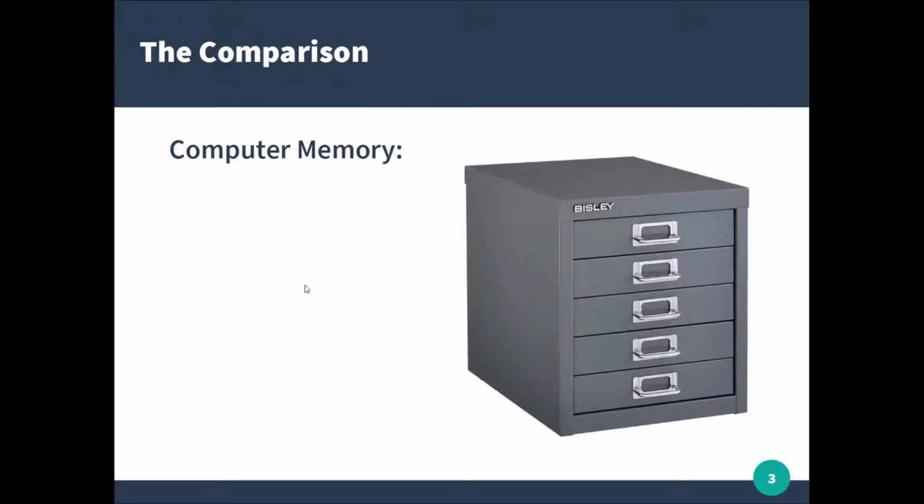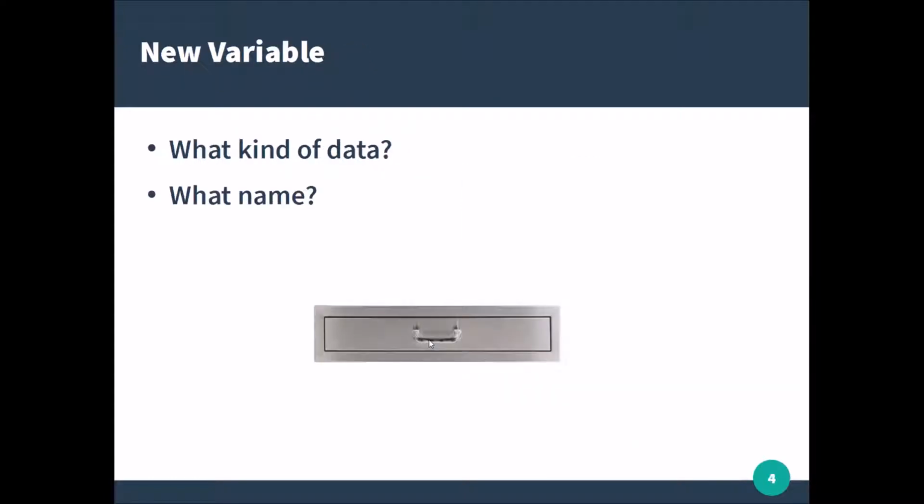To explain variables, I would like to make a comparison. Your computer's memory will be represented by this large cabinet with an enormous amount of unmarked drawers in there. Of course, more than we can see in this picture. Now, when we tell the computer to make a new variable, the computer wants to know two things before it can store information inside of that variable, or inside of that drawer. What kind of data does this store, and what name should I file this information under?